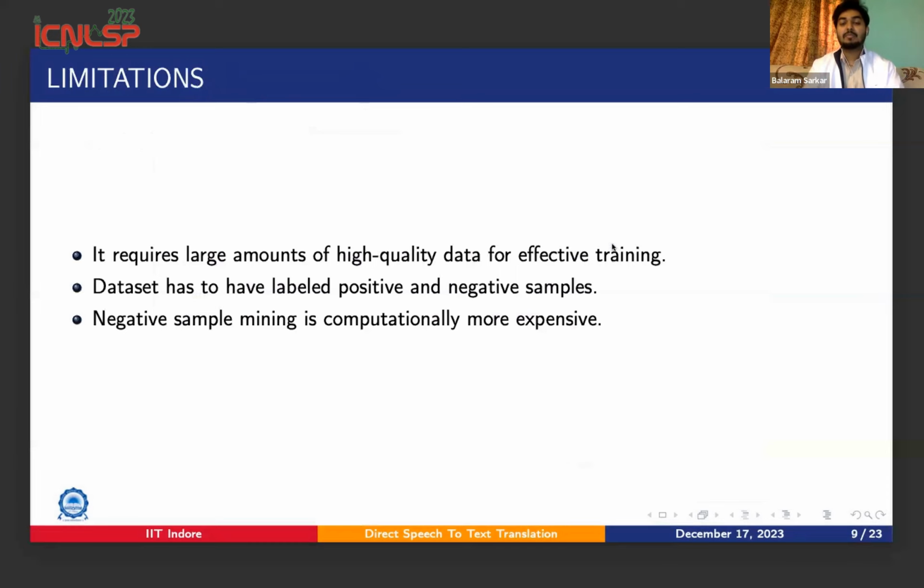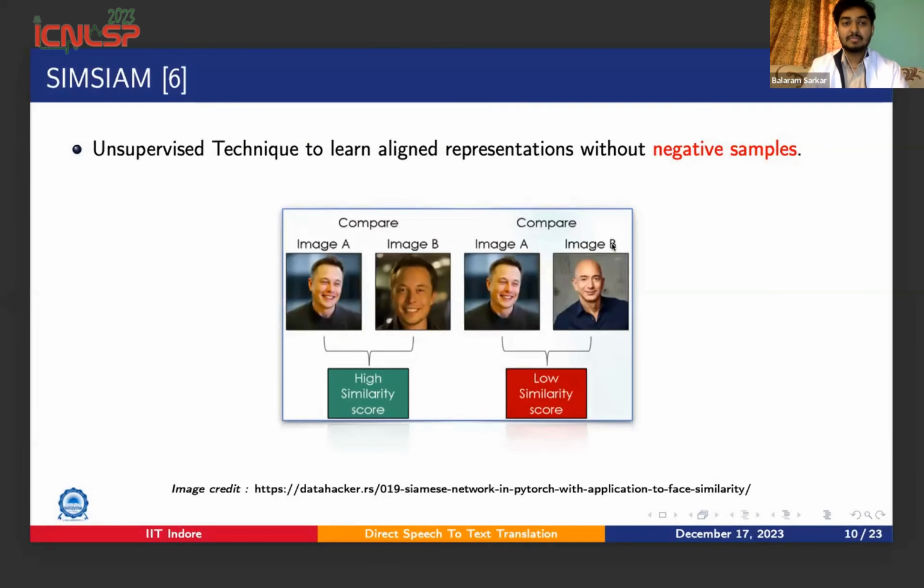So the previous methods have been trying to do the same thing, but they had to label the data as this is the positive and this is the negative, which became computationally more expensive because negative sample mining was involved. Plus, they required a huge amount of data for effective training. So before I lead to the proposed approach, I would talk about SimSiam.